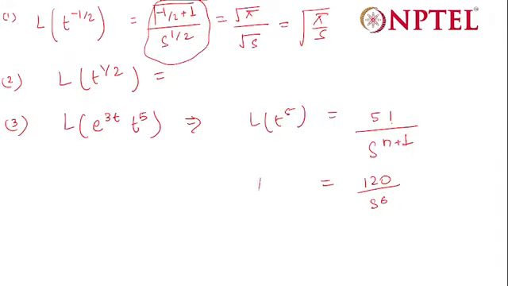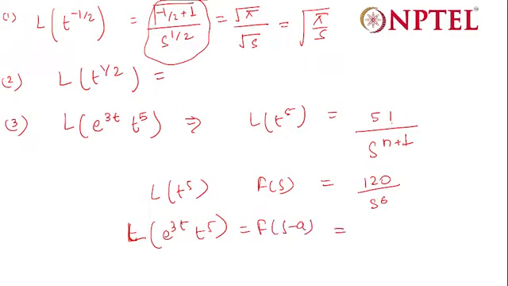So this is your F(s), which is the Laplace transform of t to the power 5. The Laplace transform of e to the power 3t times t to the power 5 will be F(s minus a). Now put s minus a in the place of s. This will be your answer. Okay. Now solve this question and tell me the answer. This was question 3. Question 4.